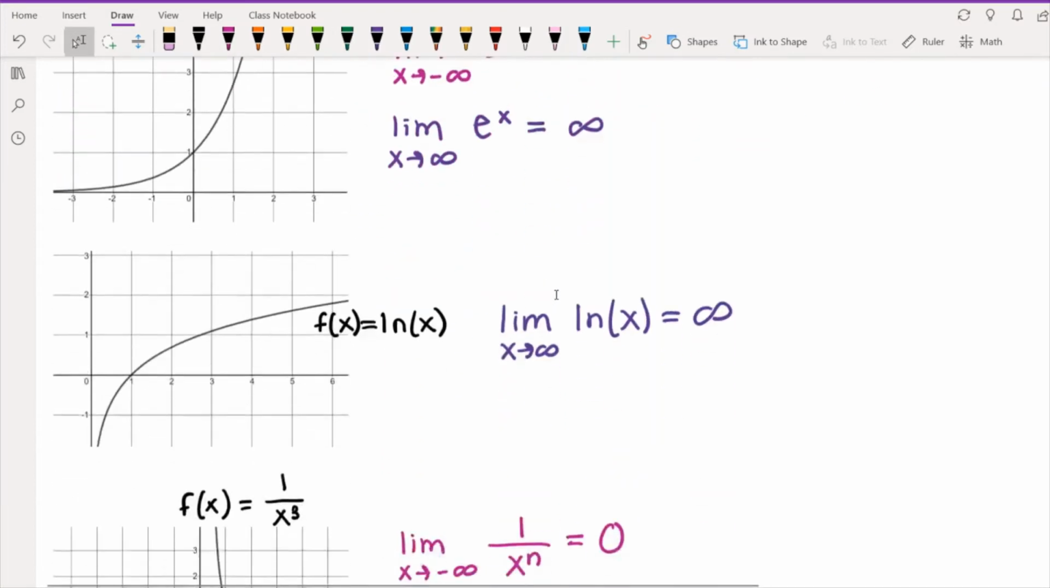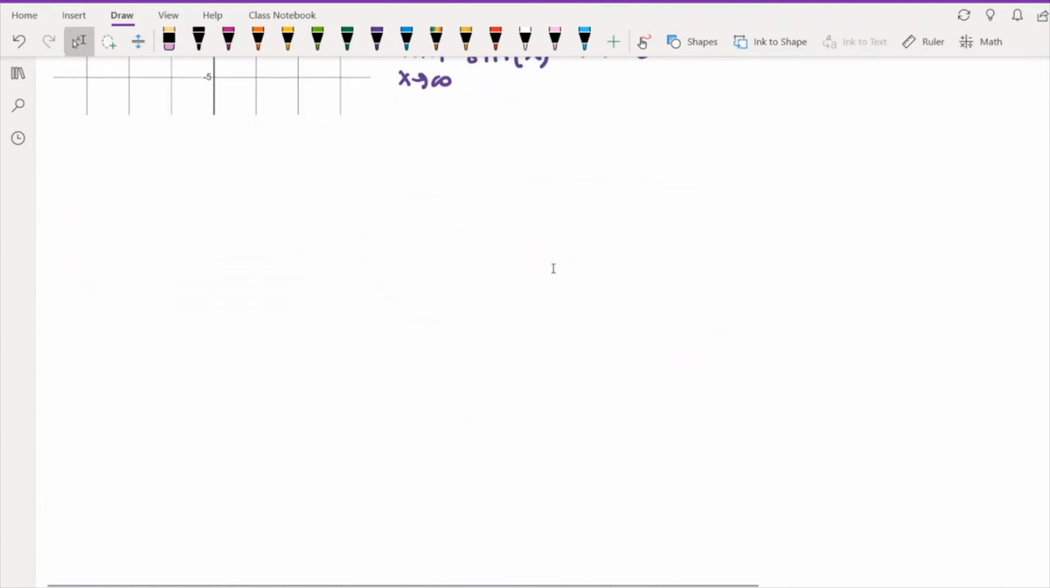There's one more thing I want to bring up before we get back to how this is actually used with integration, and that's what's called L'Hopital's rule. This isn't going to come up a lot, but it might come up here and there, and I just want to remind you of how it works.